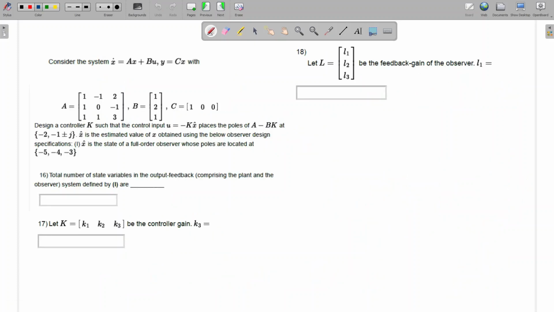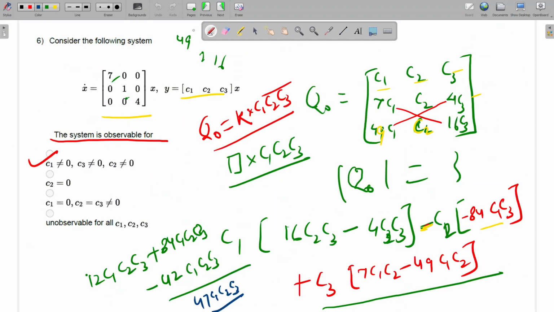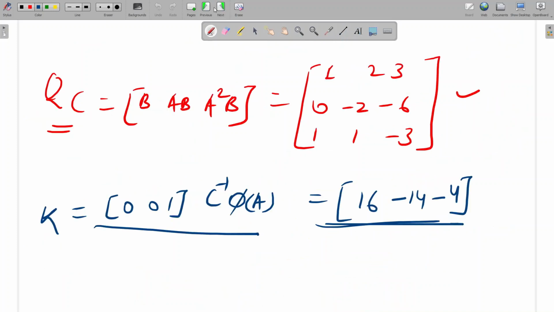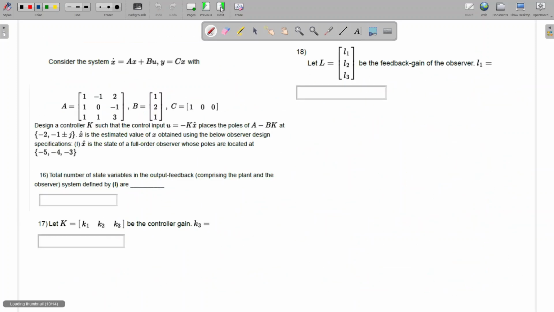So this is also a similar kind of question to the previous question I have discussed. This question we have solved. So the same formula and same rule we have to use here also. This rule is there: 0 0 1 C inverse into phi of A, then we'll get the K value. So here also the same question is there, but here poles are complex.